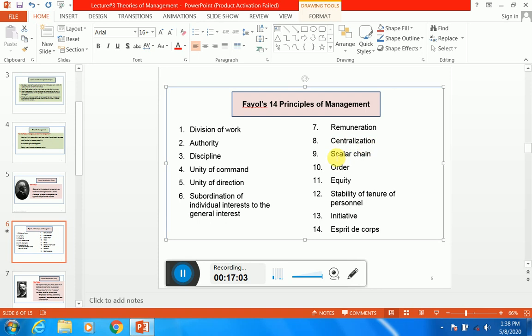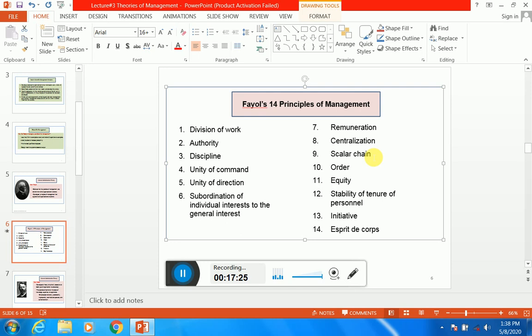Scalar chain. Scalar chain simply means the hierarchy. It simply implies who is on the top, who is in the middle, and who is at the lower level. The top level gives orders, the second level handles the next part, and the third level handles controlling. That is known as a scalar chain, a hierarchy of authority.